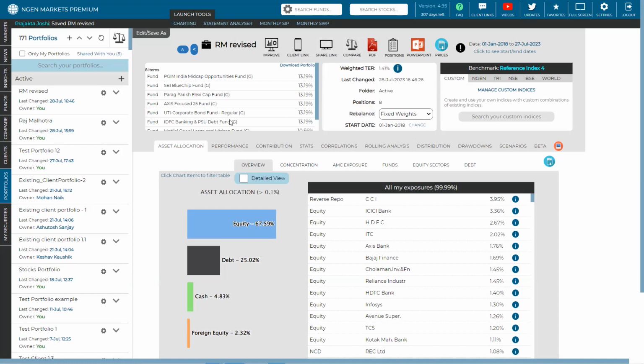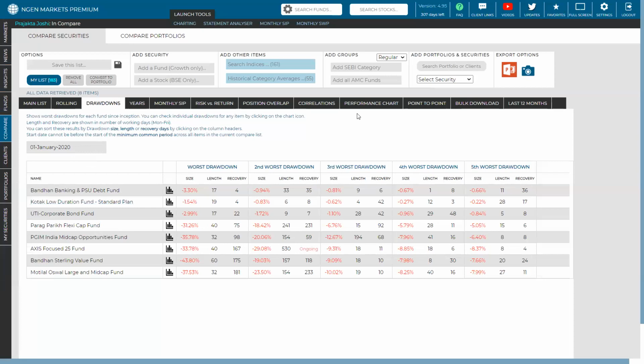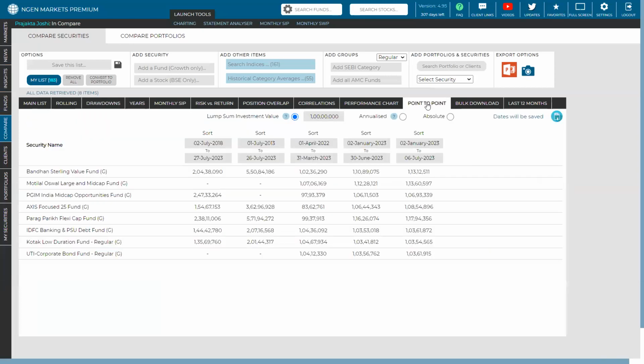There's a question in the chat box which says, in compare funds, can we check amount wise historic return? For example, if 1 lakh is invested 5 years ago or 10 years ago and its current value. Yes, of course, we can do that. So for that, head over to the compare section, and these are all the funds that we have in the compare section.